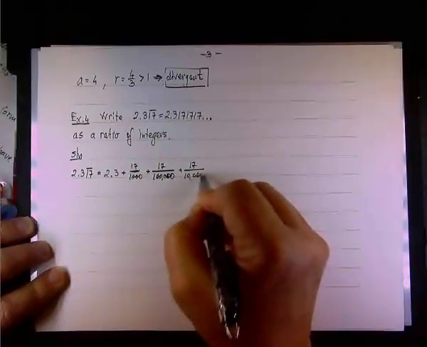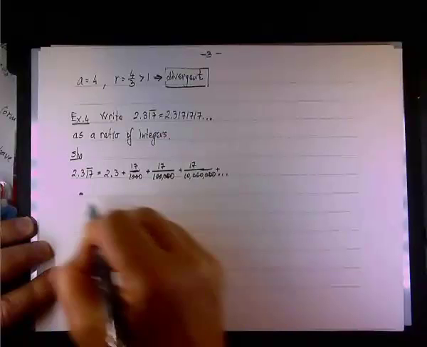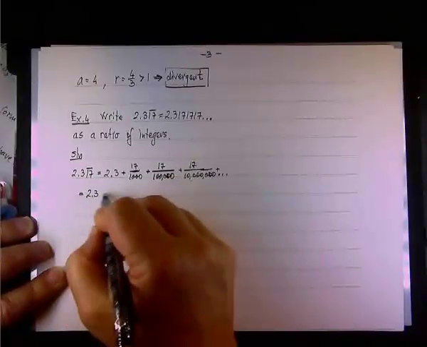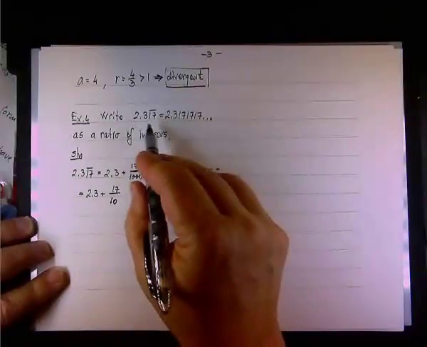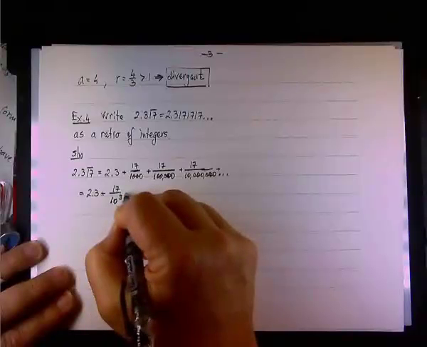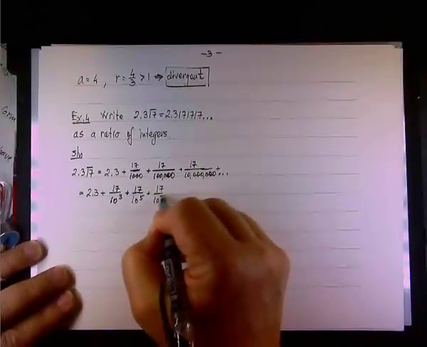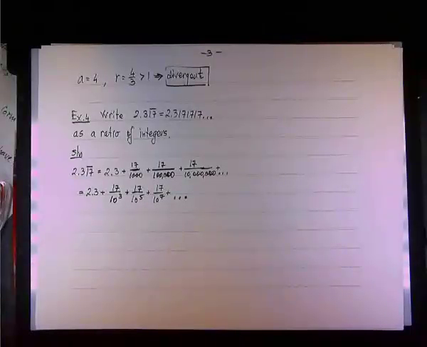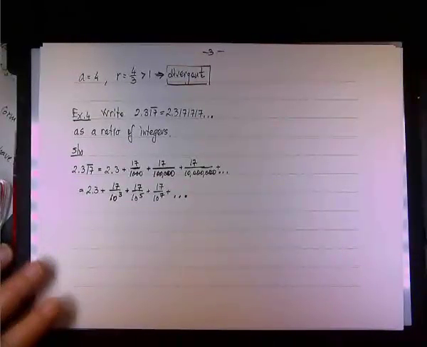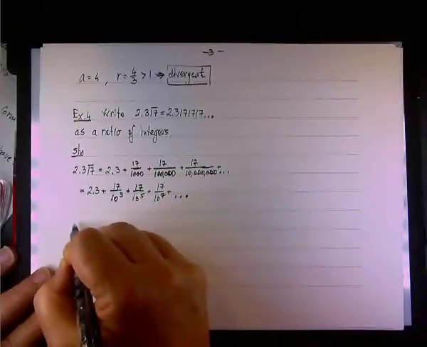Or better yet, let's write it in scientific, powers of 10 form. So it will be 2.3 plus 17 over 10 cubed, plus 17 over 10 to the 5th, plus 17 over 10 to the 7th, plus the next one, 17 over 10 to the 9th, and so on. So the end result here is that we have a constant plus a geometric series.